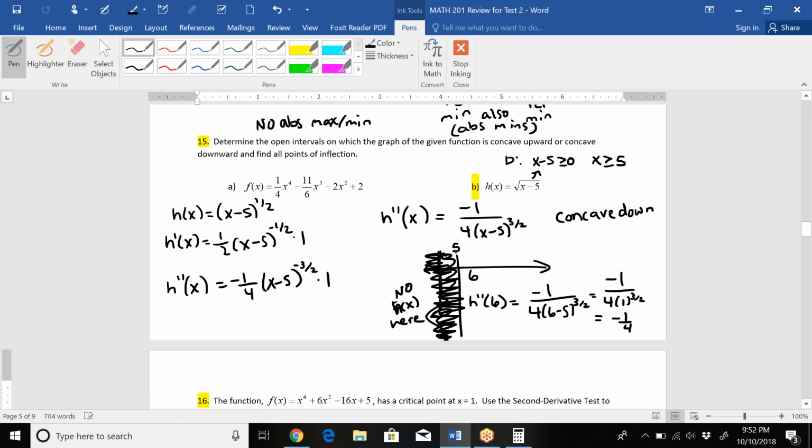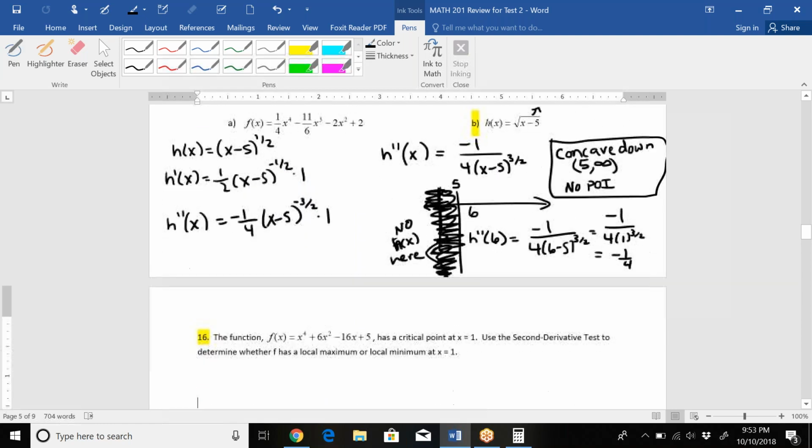And usually we don't say equal to 5 because it's not really defined there, when it's in the denominator, so we're just going to say 5 to infinity. And honestly, you're not really supposed to use closed intervals when talking about concave down and concave up. The bowl is on an open interval. And then there are no points of inflection. So that is that one, since the answer key was missing that problem.